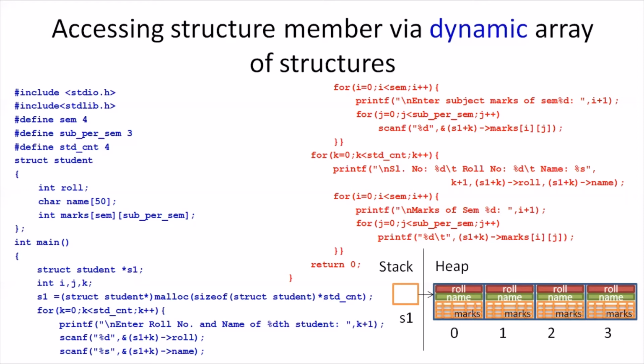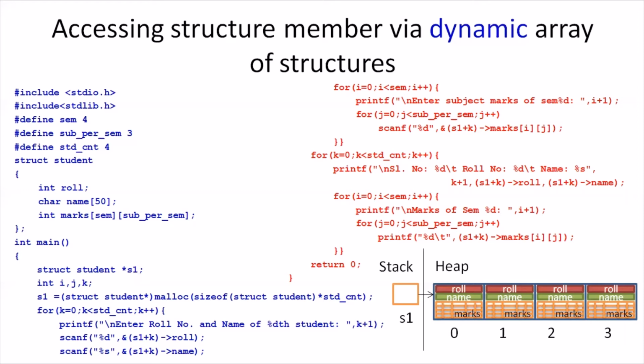This particular statement creates an array of structures of size 4 in the heap memory, and the base address is stored in the variable s1. Now, s1 therefore holds the address of the 0th location or the 0th cell of the array of structures.